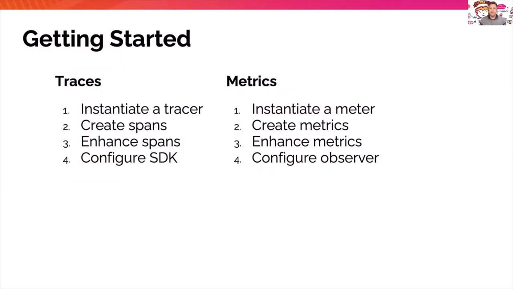How you're going to get started is more or less the same, whether it's traces or metrics. You instantiate in your client library or via an agent. You're going to instantiate a tracer or a meter. Your infrastructure and application are going to create metrics or spans. You're going to enhance those with metadata, potentially tags, et cetera. And then you're going to have some sort of observer of that data, prior to sending it to your monitoring plane.